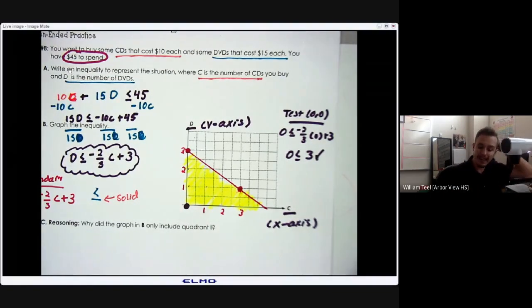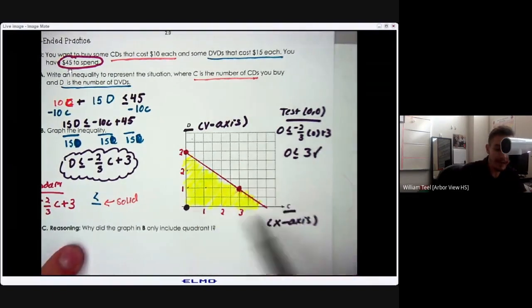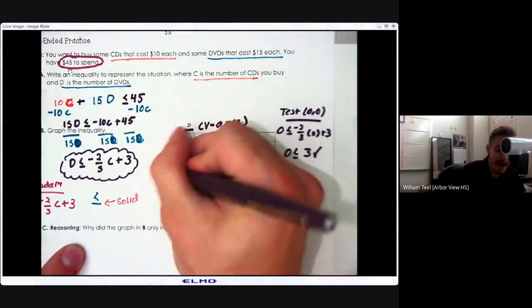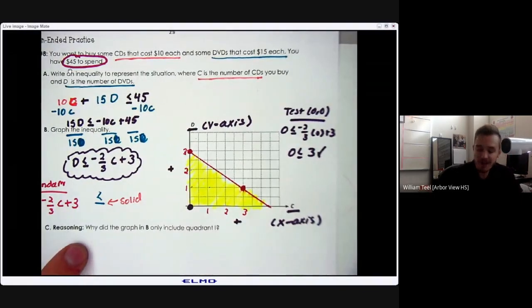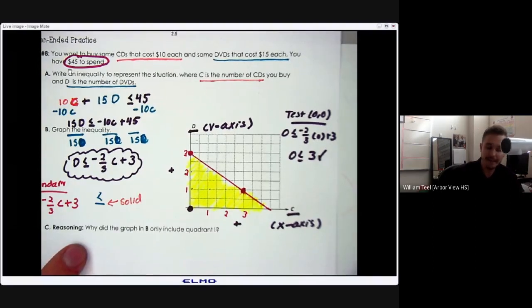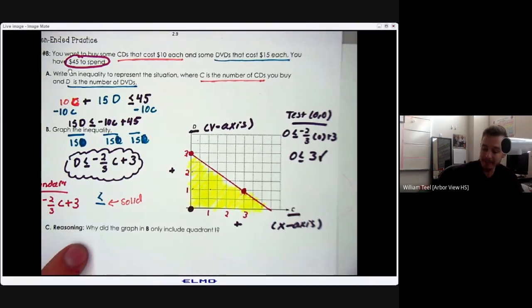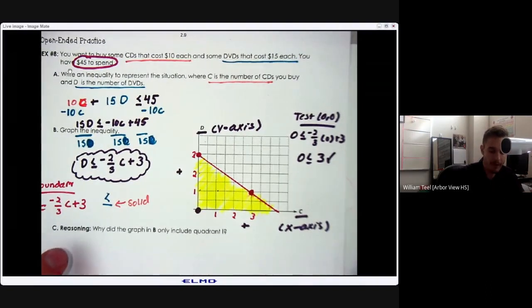All right, so let's go through a couple of reasoning questions. So why did the graph in B only include quadrant 1? Well, the reason that we're only including quadrant 1 is because we have positive values for y and positive values for x. And as you know, you can't have negative numbers of CDs or negative numbers of money, right? You can't have negative money. Well, you can, that's called debt. But anyways, that's not applicable here.